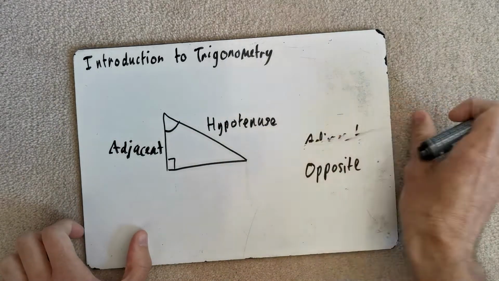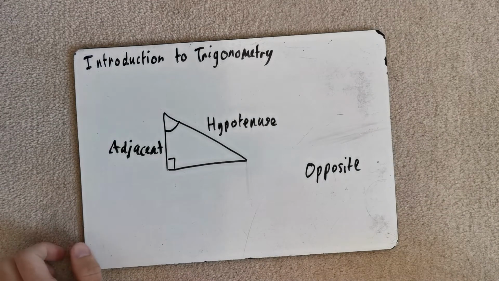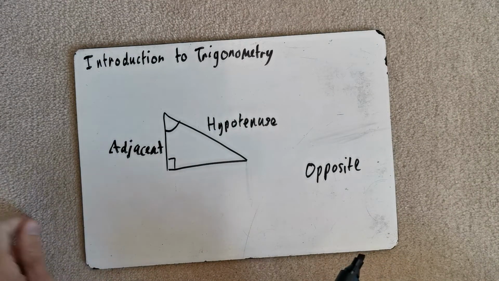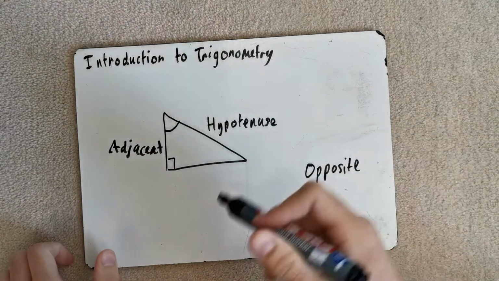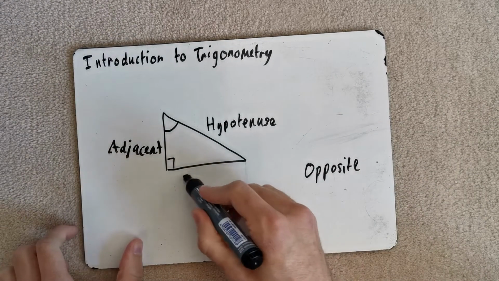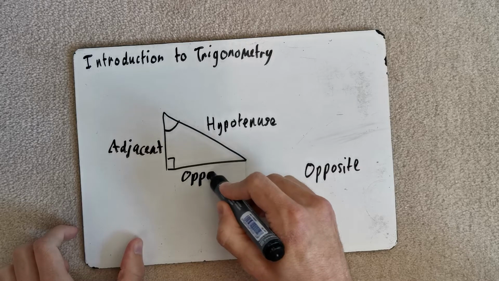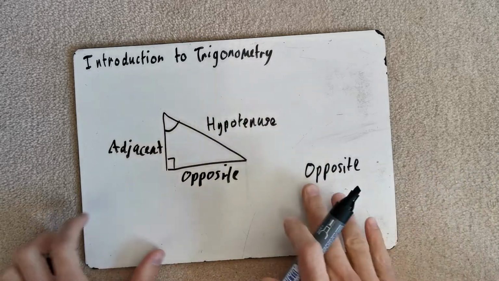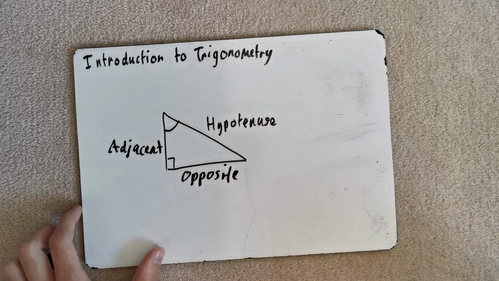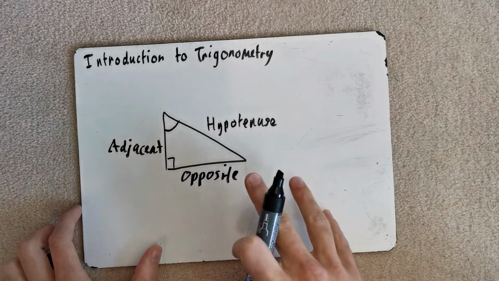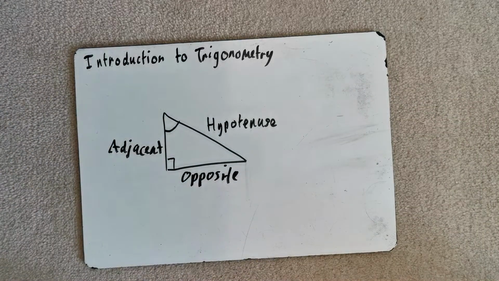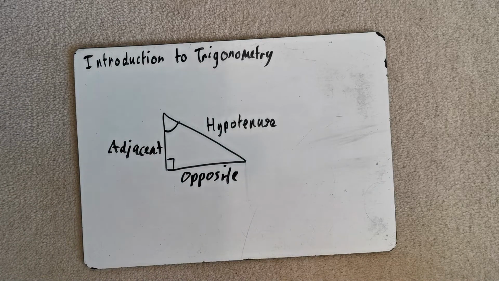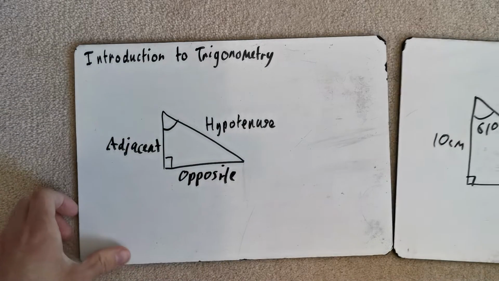The other one is, of course, the opposite, which I've already written out, which is the one that's opposite the non-right angle, the angle in question. So this one is the opposite. Okay, so that's the very basics of it. You need to know how to label these. That is step one of every single trigonometry question. Because at the start of every trigonometry question, you're going to be doing that.